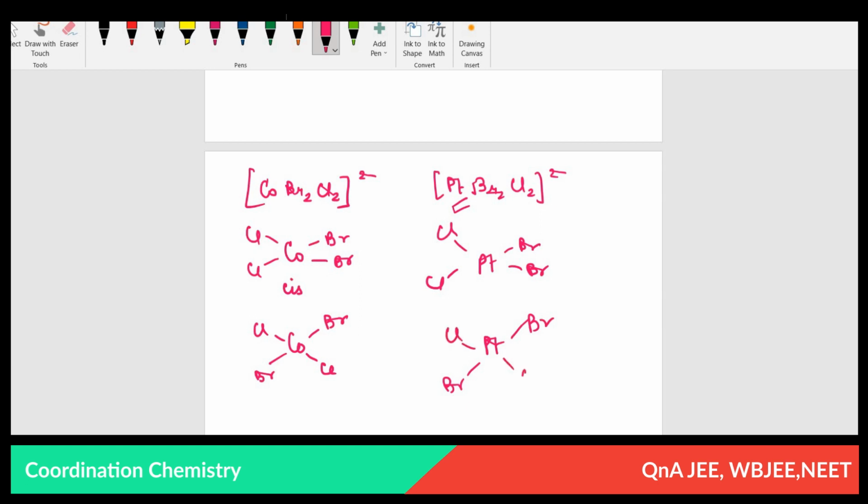Correct? Okay. So these two complexes show the same kind of isomerism, which is the cis-trans isomerism, or if you want to be a little more specific, it's the geometrical kind of isomerism. So that option is correct. So option C is correct. Now, moving on to option number D.